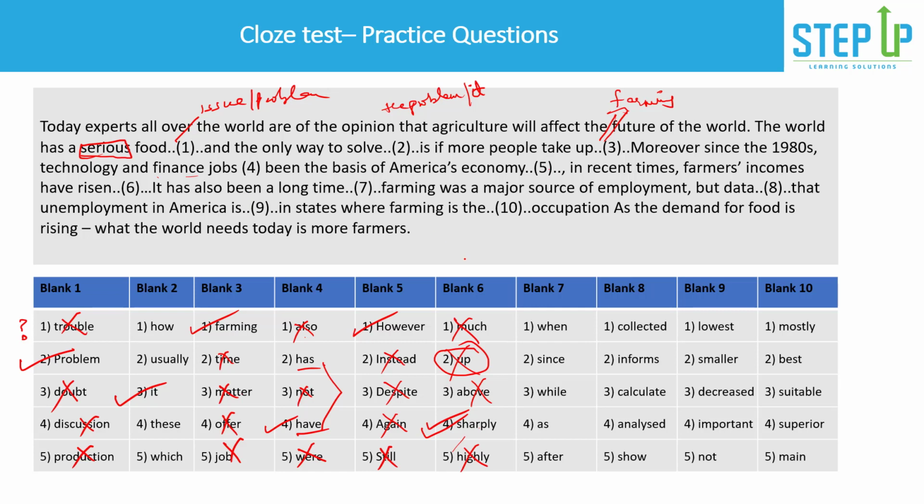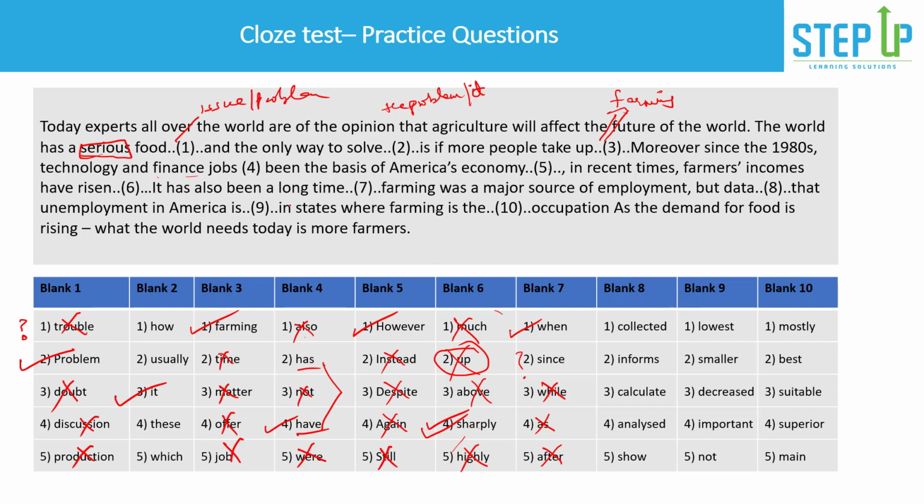It has also been a long time. It's been a long time. So while doesn't make sense, right? It's been a long time when farming was a major source, right? You could also have an option like since, right? So these two could be the close options, right?